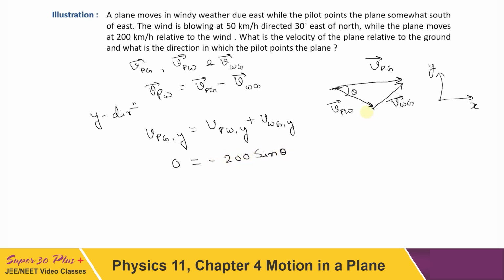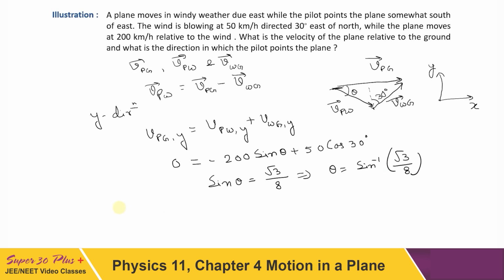You can see from here with x-axis VPW is making angle theta. So with y-axis it would be 90 minus theta, and that is with negative y-axis. So the component comes out as minus 200 sine theta plus 50 cos 30 degree. Because direction of wind with respect to ground is given, that is 30 degree east of north. It can be shown here in the diagram. This is 30 degree east of north, and on solving we will get sine theta is equal to root 3 by 8. So theta can be written as sine inverse root 3 by 8.